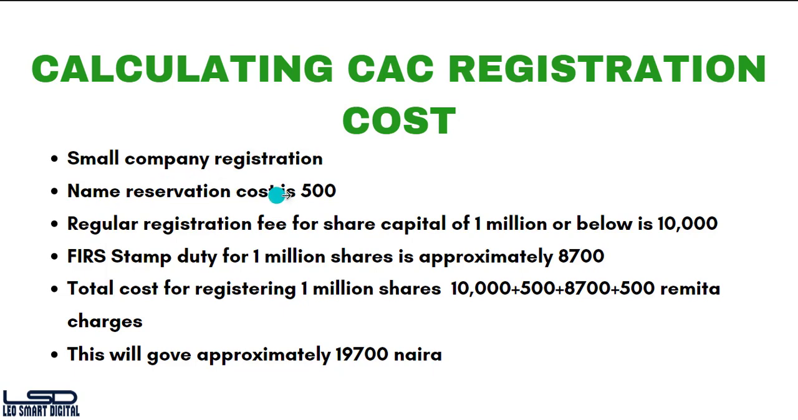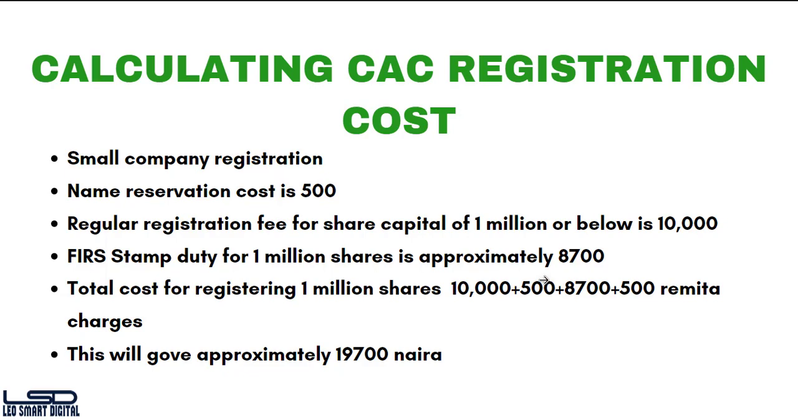Now the name reservation will cost 500. Registration fee for share capital of 1 million or below is 10,000. Then FIRS stamp duty will cost approximately 8,700 naira. Now the total cost when you add all of them plus the remitter charges will be like 19,700, so it's still below 20,000. Now you can charge 70,000, 50,000, depending on your negotiating power and your experience.